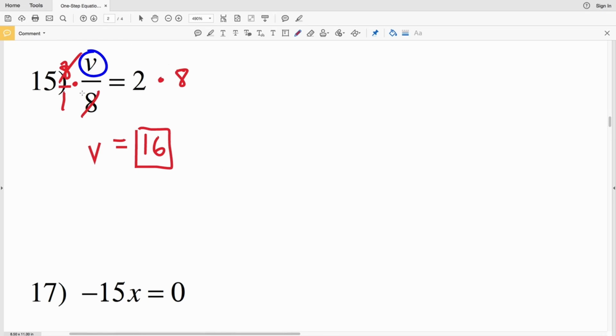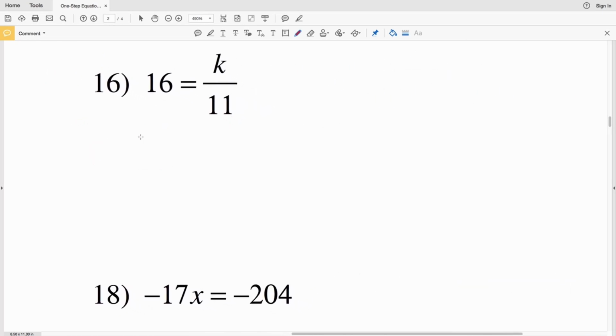And if you need a more in-depth explanation of what I've done in number 15, go to the previous video, and I did out all the work for number 13 to show you how the v becomes isolated if you multiply the denominator's value of 8 over 1.